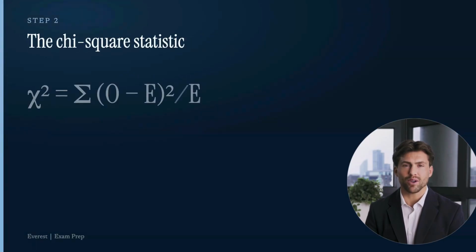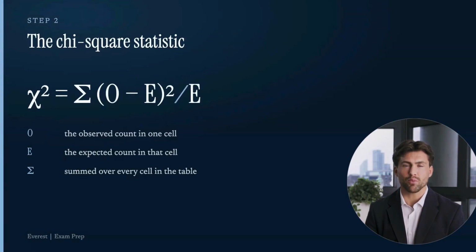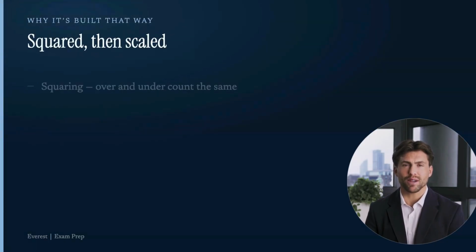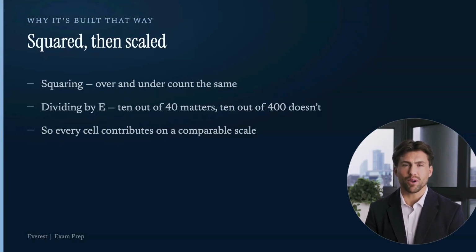The statistic turns those 6 gaps into one number. For each cell, take observed minus expected, square it, and divide by the expected count. Then add the 6 results up. That total is chi-square distributed, and it's the second formula in this video worth a flashcard. 2 details in that formula do real work.